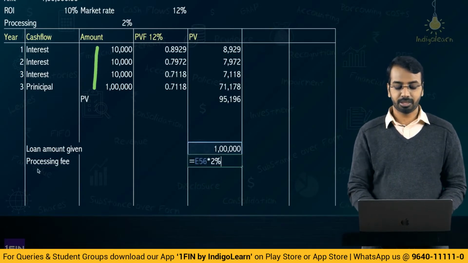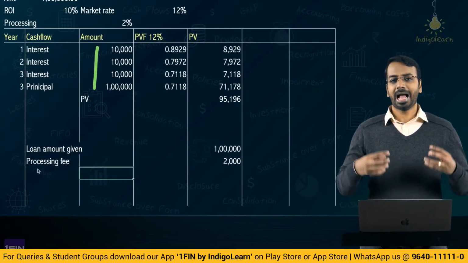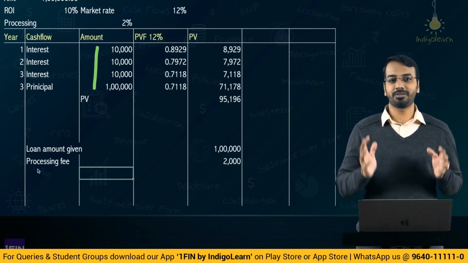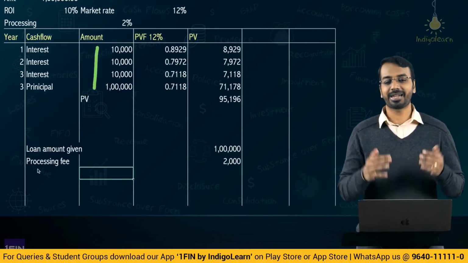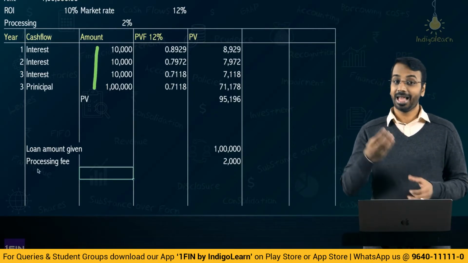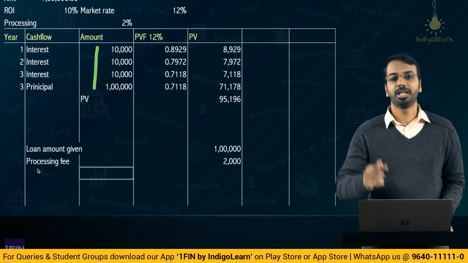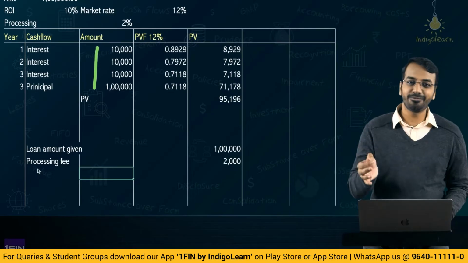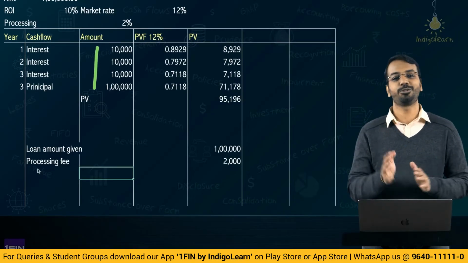2% of this will be 2000. So what does this mean? I gave you a loan of 1 lakh. On the same day, you have to give me 2000 as processing fee. What does that mean? In effect, I have given you a loan of 98,000 only. Correct? I gave you a loan of 1 lakh, you paid me 2000 on the same day. In effect, I gave you a loan of 98,000 only.